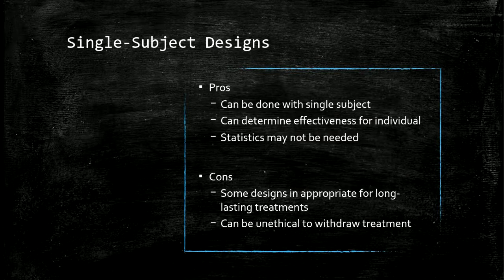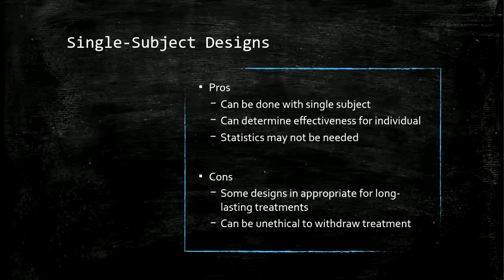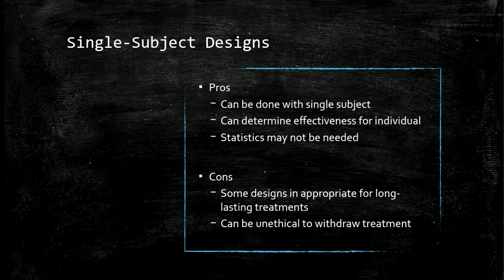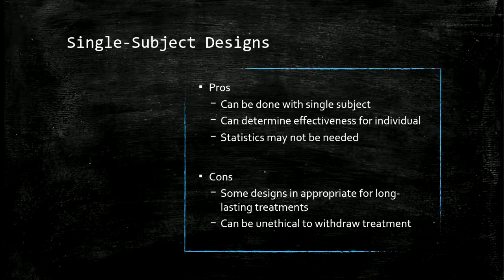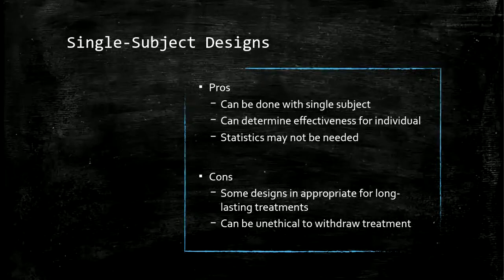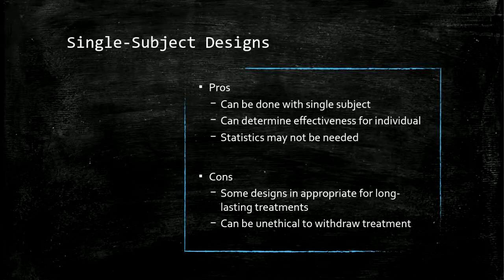So the pros of the single subject designs: it can be done with a single subject. You don't need hundreds or thousands of people like you do with the group designs. So it could be more feasible, it could be more economical to do this type of research since you're dealing with far fewer people. You can determine effectiveness for an individual. Like we said with the group designs, you're looking at large numbers of people, so I can say on average this treatment is effective. But I can't say for a particular individual. The single subject design allows us to say this treatment is effective for this particular individual.